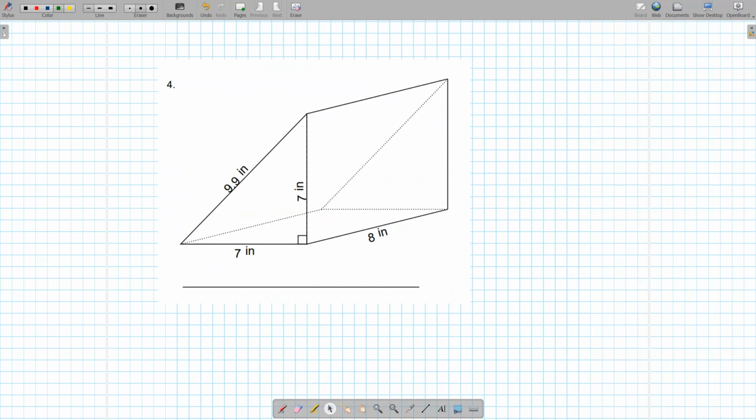A triangular prism. Yes, so let's first find the surface area. How do we do this? So work with one face at a time, okay? Let's do the front face. What's the area of a front face? It's a triangle.